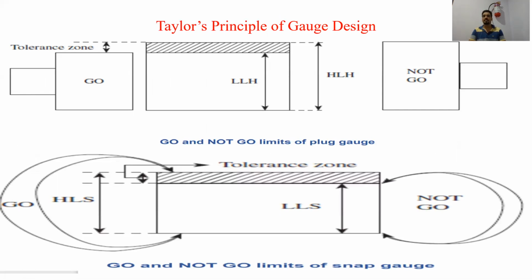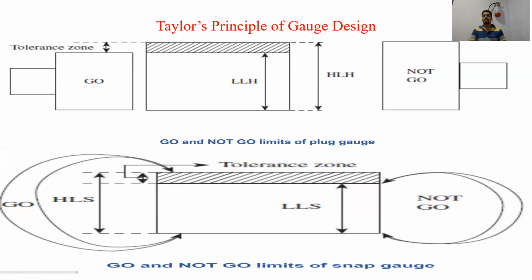This is the diagram which represents the Taylor principle of gauge design. This is the checking of the hole with the help of a plug gauge, and this is the checking of the shaft with the help of a snap gauge. This is the lower limit of the hole, and this is the higher limit of the hole, or the upper limit of the hole. And I have already told you in the Taylor principle that the go end of the limit gauge is designed at the lower limit of the hole, that is the maximum material condition for the hole. So it will check the lower limit of the hole. And this no go will check the upper limit of the hole.